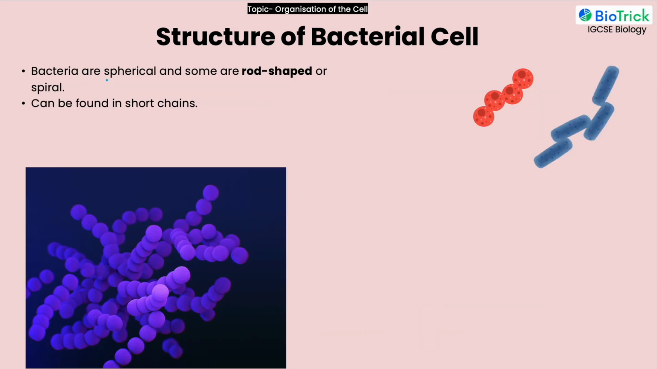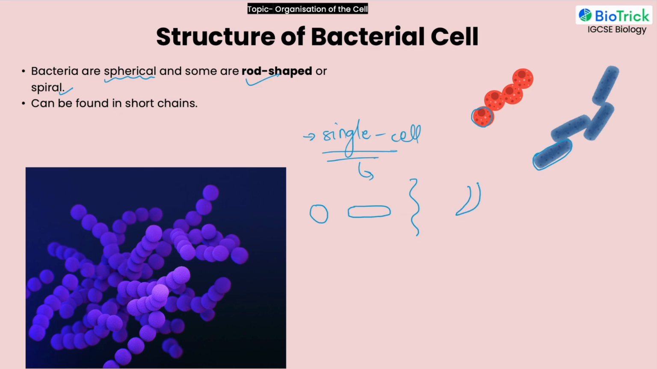Next point is bacteria are spherical, rod-shaped or spiral. Means the single cell of bacteria can be present in the form of a sphere or rod-shaped like this, or a spiral like this. Spherical, rod-shaped, spiral, and there is one other form that is comma-shaped. These are basic morphology of the bacterial cell.